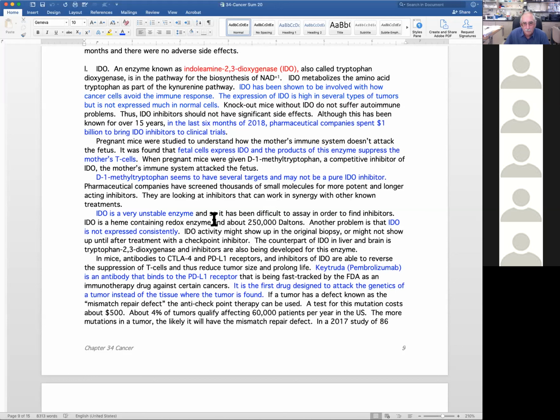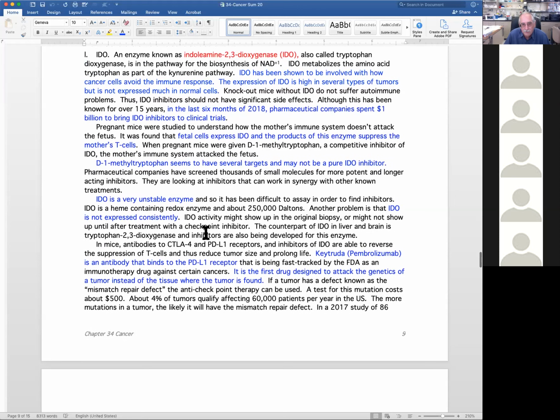So anyway, it's a very unstable enzyme. It's hard to learn about how it works and everything. So it's been really difficult to make inhibitors to it, just because you can't just easily isolate it in the test tube and test what inhibits it. So they originally thought it would be easy, turned out to be not so easy.